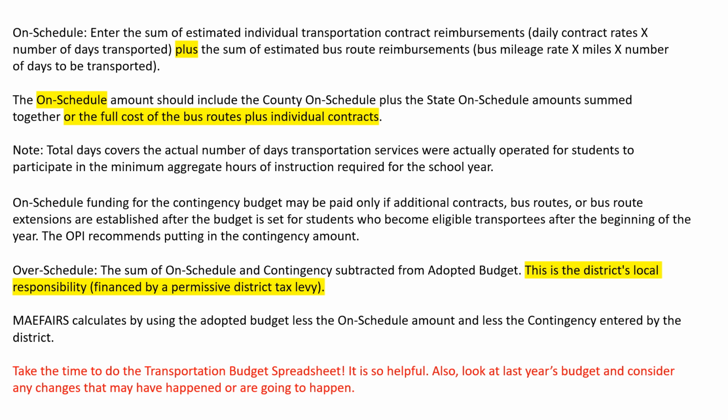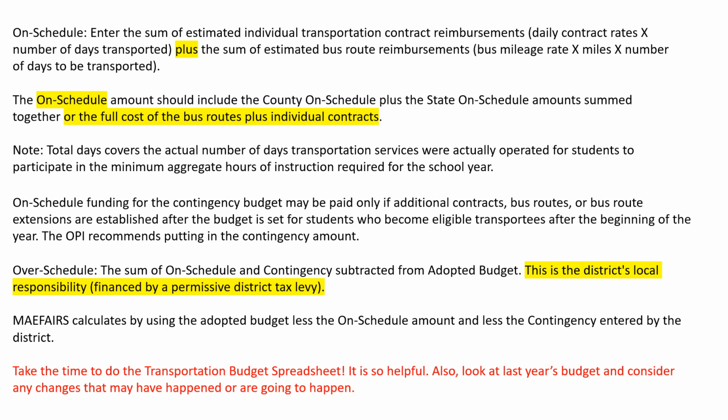On-schedule funding for the contingency budget may be paid only if additional contracts, bus routes, or bus route extensions are established after the budget is set for students who become eligible transportees after the beginning of the year. The OPI recommends putting the contingency amount.